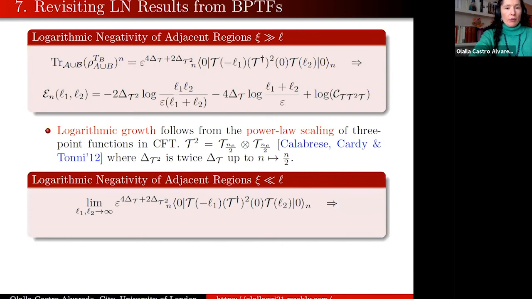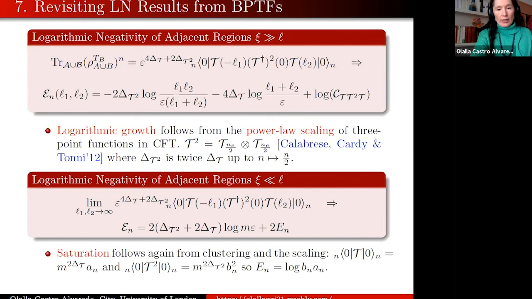And if you look at the negativity of adjacent regions in the massive case, when you have a correlation length that is much smaller than the length of the system, what you get instead is some sort of saturation. And that follows from the same property of clustering I mentioned earlier, from the fact that when you have a mass scale, you can factorize all these fields. So that's what I'm writing there.